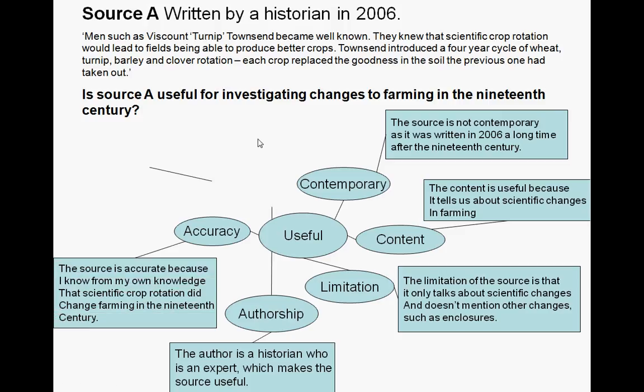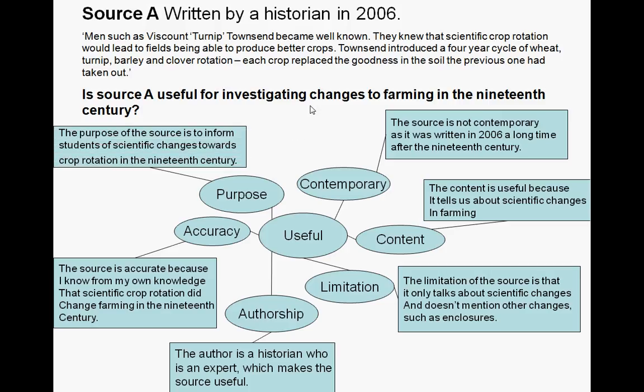Yes, you do. So the source is accurate because I know from my own knowledge that scientific crop rotation did change farming in the 19th century. See, each time we're relating what's said in the source to the actual question. So we're talking about scientific crop rotation and changes to farming in the 19th century. Next up, what's the purpose of the source? Well, it's written by an historian. So the purpose of the source is to inform students, or could be anyone, of scientific changes towards crop rotation in the 19th century.